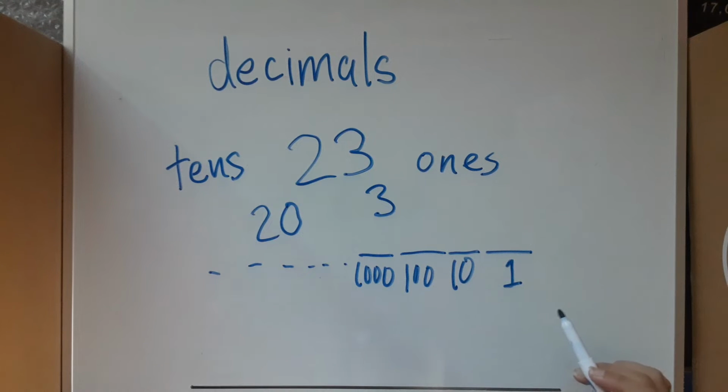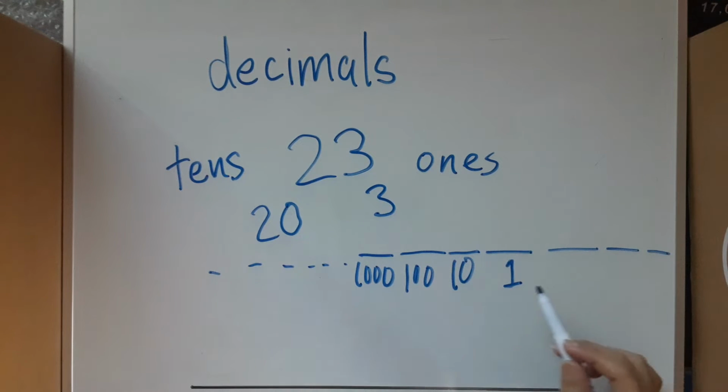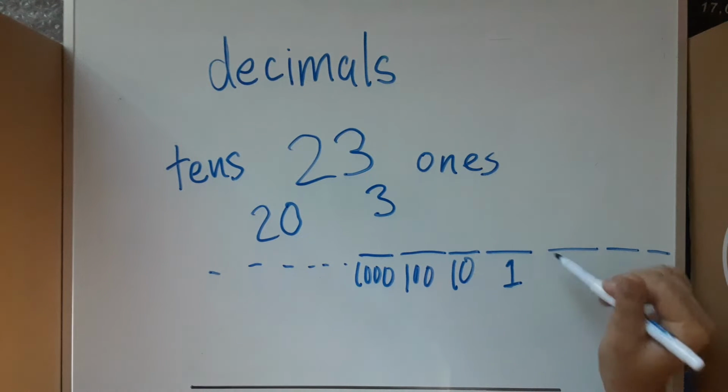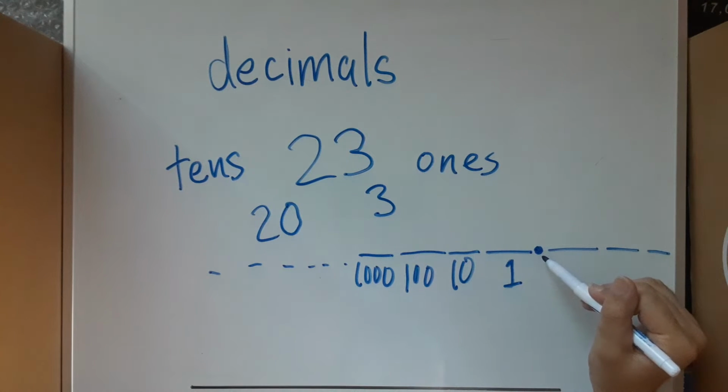Like fractions, decimals are parts of a whole. So there's more places to the right of the 1 that are smaller than 1. What goes in between to make a mark is a dot. This is called a decimal.